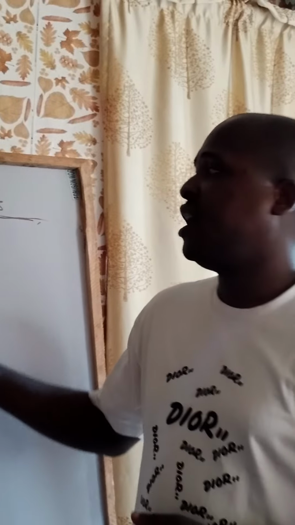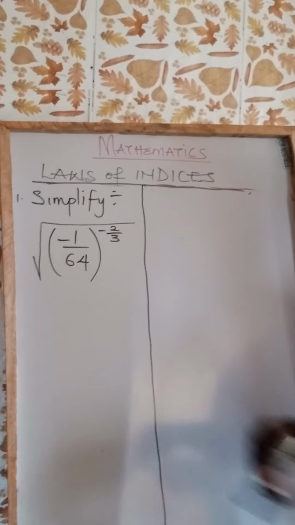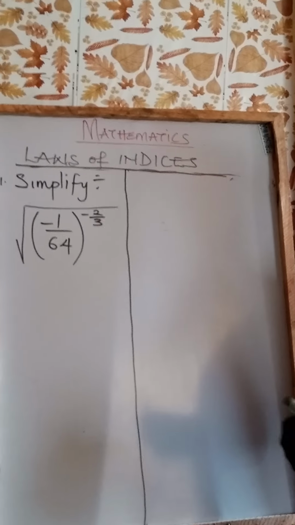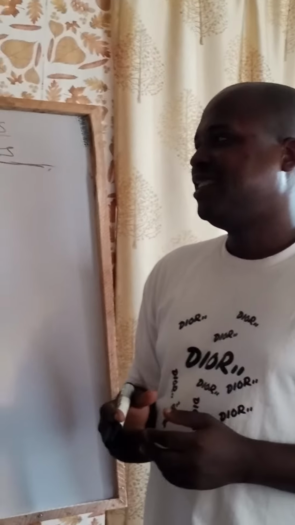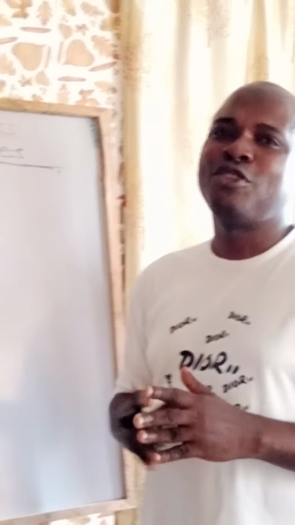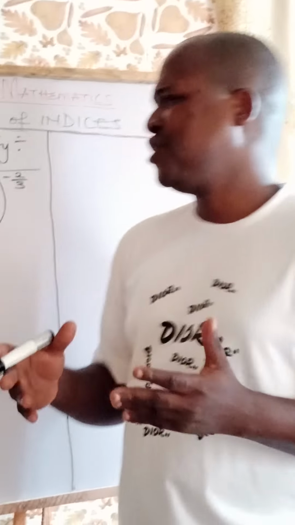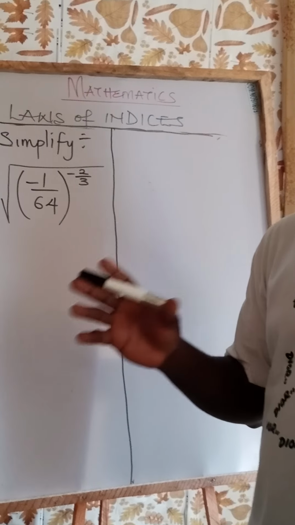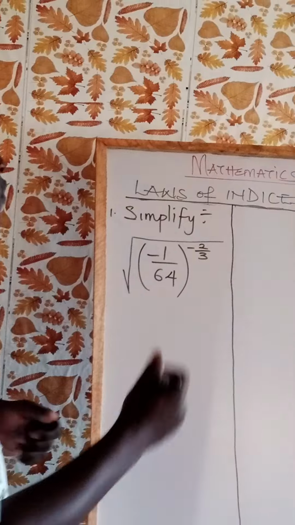Now back to the question at hand. We have: simplify the square root of minus 1 all over 64, in bracket, everything raised to the power of minus 2 all over 3. How can we solve this problem? Of course, to some students, the question might be giving them a lot of challenges because of the negative sign that is there and even because of the root sign. But this is very simple when you are already used to the law of indices. How do you go about solving this question?